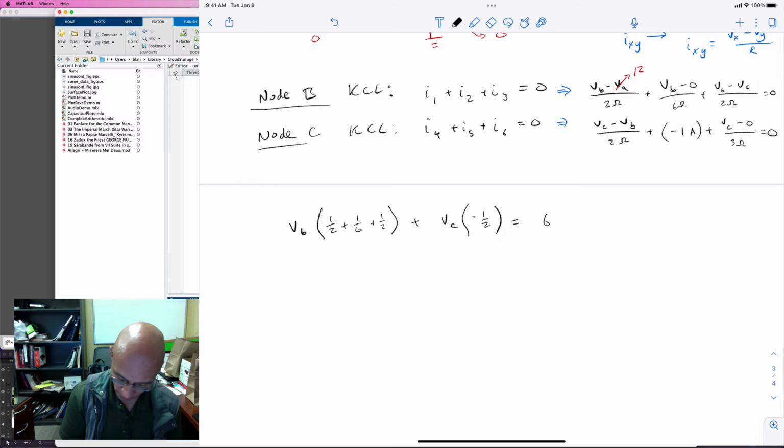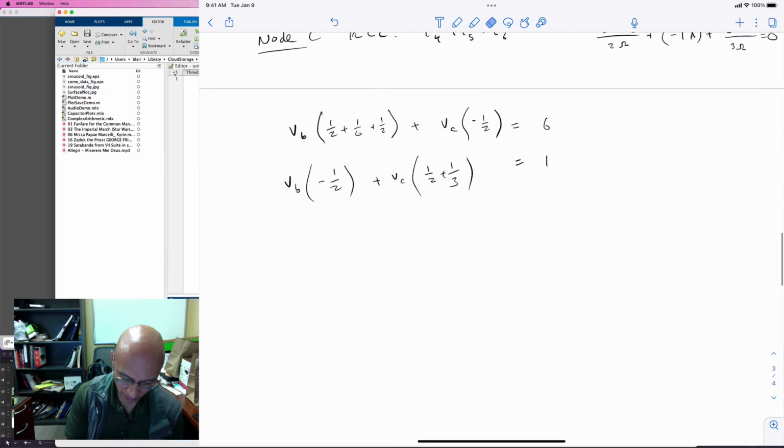Same thing for the other equation. We have a negative 1 amp on the left, so we can push it to a 1 amp on the right. And then we'll have a VC. What does VC multiply? I see a 1/2 and a 1/3, and they get added together. For VB, I see a negative 1/2 term.